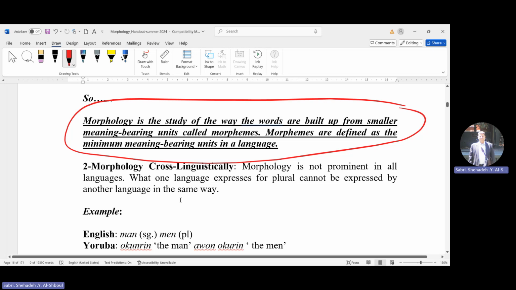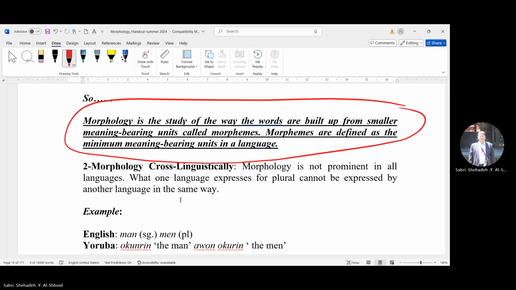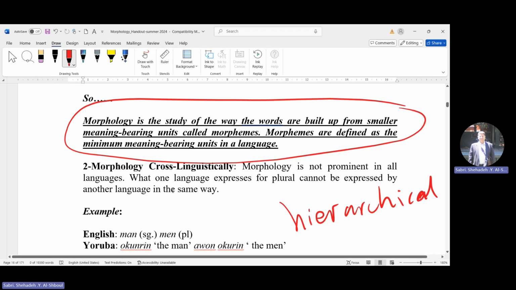the words are built up from smaller meaning-bearing units, which are called morphemes. So here we talk about a kind of hierarchical structure of the words. So morphemes are defined as the minimum meaning-bearing units in a language.